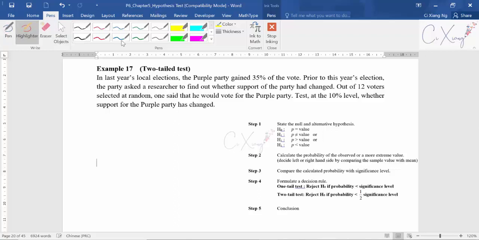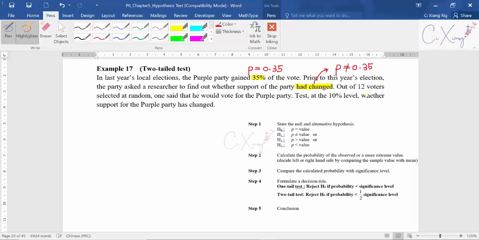In the local election, the Purple Party gained 35% of the vote, and then prior to the next election, the party asked researchers to find out whether support of the party had changed. The word change can mean become more or become less. It is two directions. Therefore, you know that originally p is equal to 0.35. They want to check whether the support rate has changed or not, so it becomes not equal to 0.35.